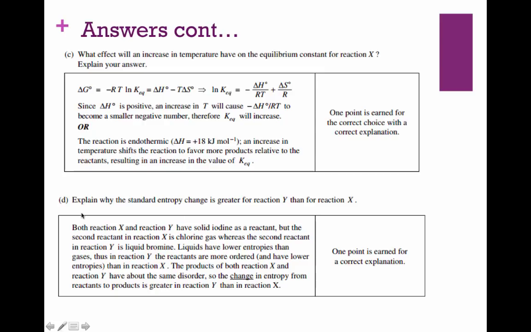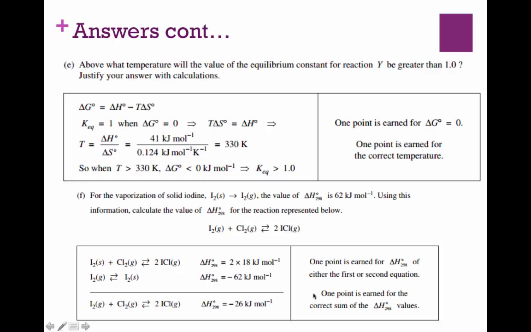So since it's endothermic, it increases in temperature, kind of like we talked about. And then here it goes through standard entropy change. Again, you're just explaining. And then what temperature will the value of the equilibrium constant be greater than 1? So when K or Q is 1, delta G is 0. So you plug everything in and solve. And then part F is looking at calculating delta H for a different reaction.